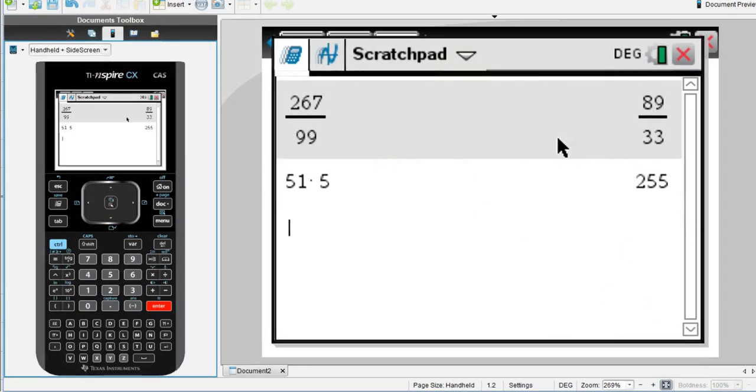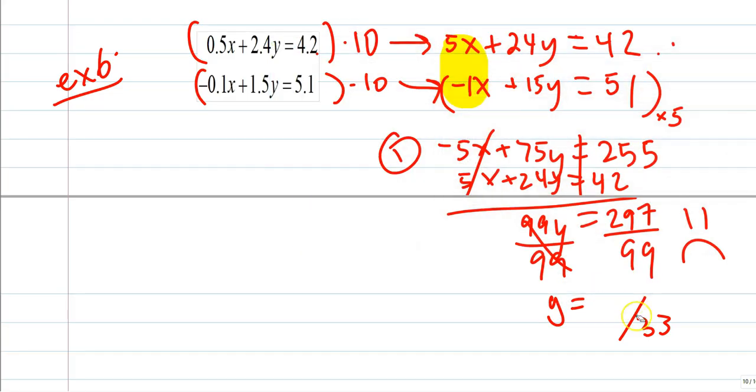297 divided by 99. I like that a lot better. Y equals 3. What do I do with that 3? Plug it in. Where? Either one. I'm wanting to solve for x. I could choose the bottom one since it's a 1x. I think I'm going to choose the top one just because I like the x that is positive.